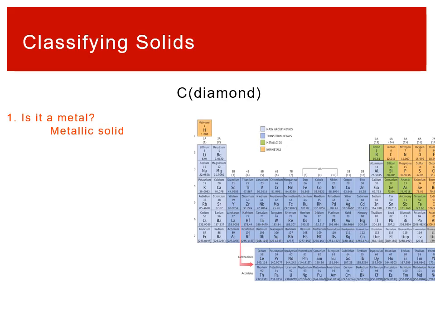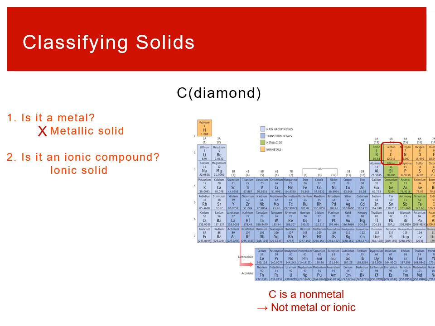Carbon as diamond. Is it a metal? Find it on the periodic table. Carbon is a nonmetal, so no, it's not a metal. It can't be ionic because it's a nonmetal. And in an ionic compound, you need two different things. This is an element, right? This is just carbon as an element, and that cannot be an ionic compound because it's only one type of element. So nope, that is not ionic.